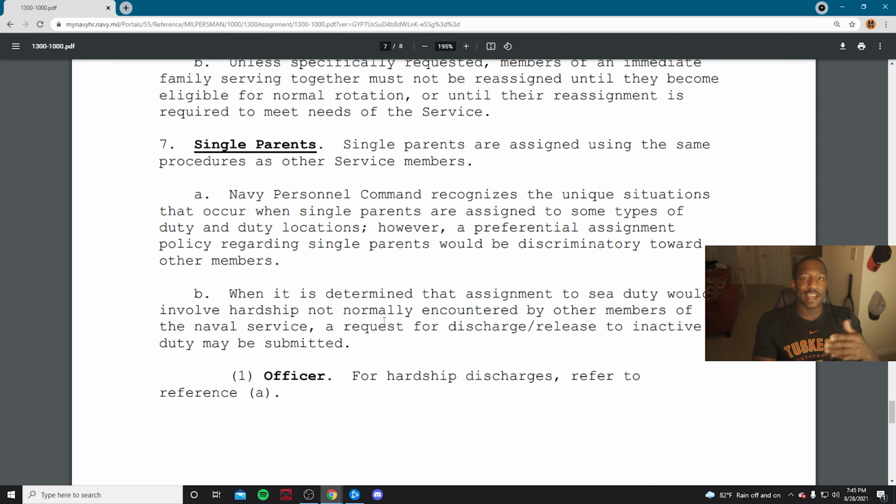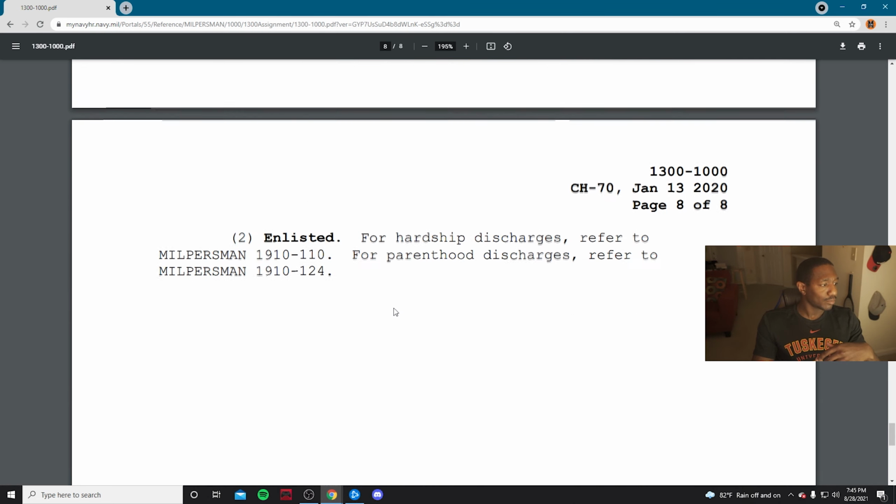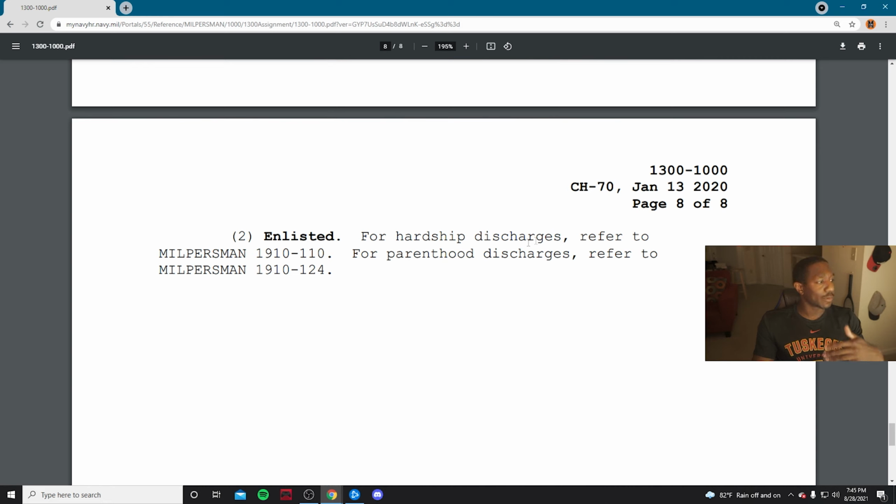But obviously they've got different instructions. It says it right here. For enlisted hardship discharges, refer to the MILPERSMAN 1910-110. For parenthood discharges, refer to this manual as well. What is a hardship is obviously going to be the question that you will ask, but follow these instructions. Look at the MILPERSMAN. Make sure you're looking at the most up-to-date information. I go to my Navy HR, which you should too, and just start scrolling through and finding these documents that pertain to you, especially if you've got something going on and your command is making it hard. Just find it in black and white and teach them how to handle the situation.